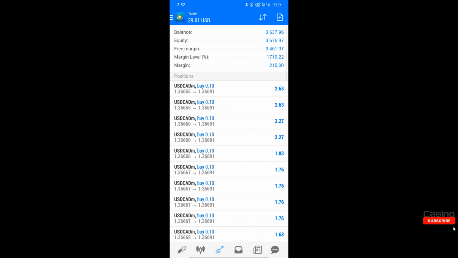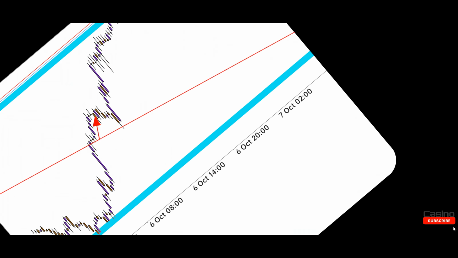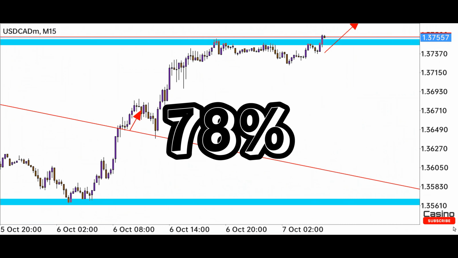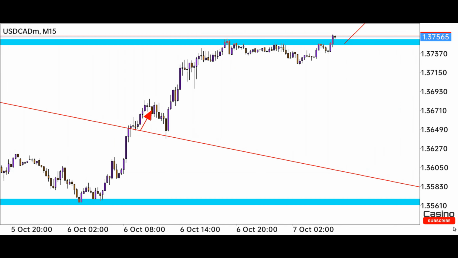Guys, we put $3,500 in this account, which made $6,425. With proper risk management, we grew our account by 78%. You also have to do the same simple analysis and take a trade. It is very easy. You just have to give time for practice. The more you practice, the more you will learn price action analysis.